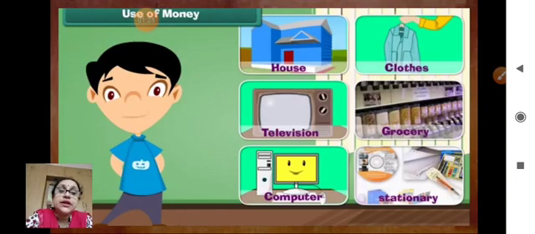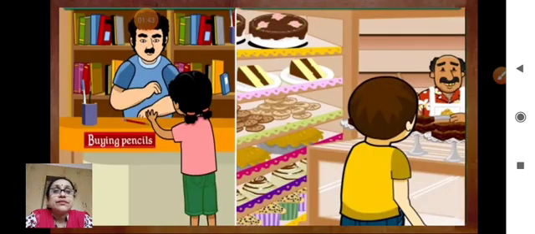Now, use of money. You can see here, use of money. If you want to buy a house, clothes, television, grocery, computer, stationery, you have to pay money. Here you can see the girl is buying pencils. The boy is in the cake shop. He is buying cakes. So after buying, they have to pay money to the shopkeeper.